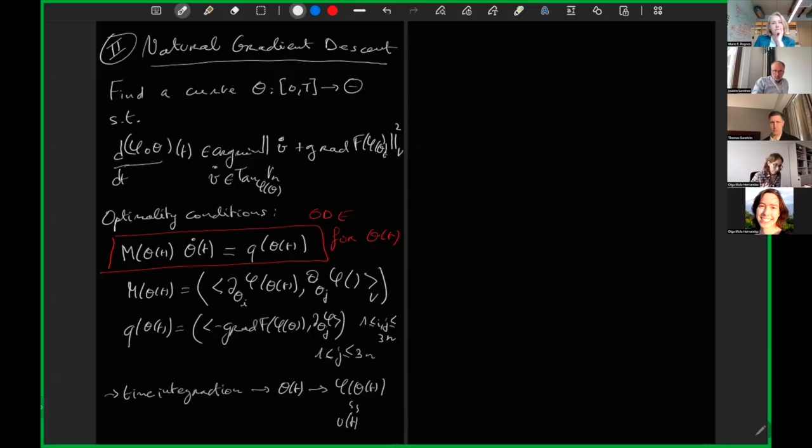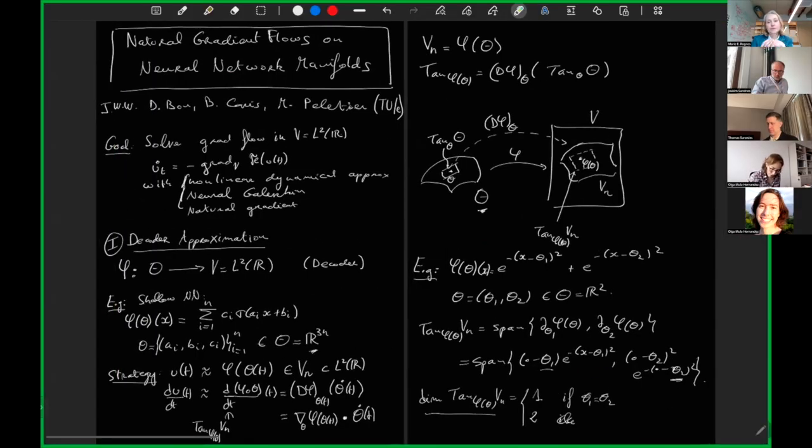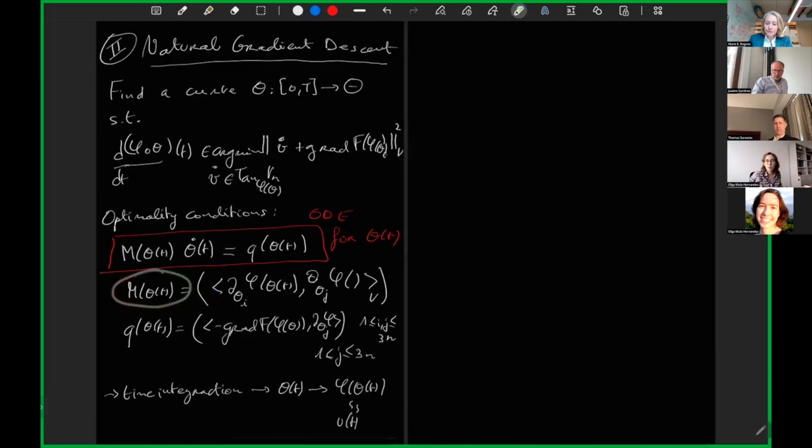But here's the problem. The problem is that because the manifold that I introduced is over-parametrized, this matrix over here, the M, is sometimes going to become non-invertible. And this is because these partial derivatives with respect to theta i and to theta j sometimes become linearly dependent. This is what happened to us in the previous example over here when theta 1 was equal to theta 2. The span of these functions becomes only one function, and they become linearly dependent. And this makes this matrix not invertible. And because of this, the existence of solutions to this ODE is no longer guaranteed. We cannot really solve this problem.